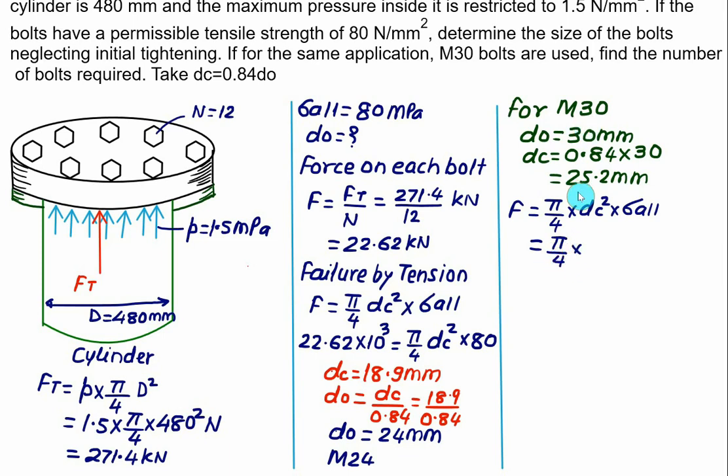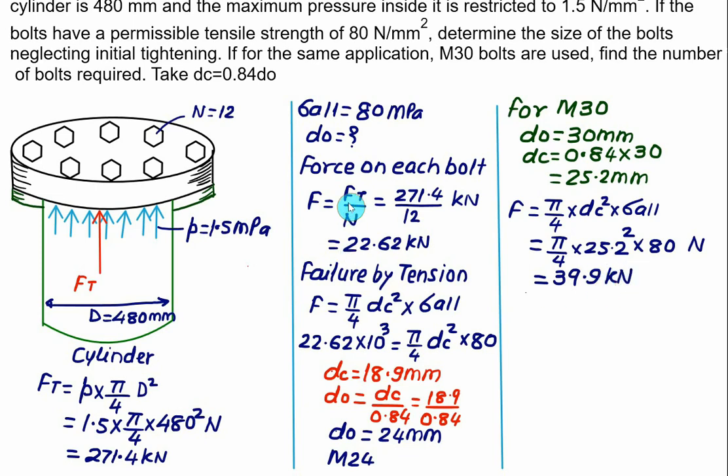So let's calculate here how much force is carried by one bolt, that equals pi by 4. For M30, the core diameter equals 25.2, square of it. Sigma allowable will remain the same, that equals 80. This answer will come in Newton. Dividing by 1000, you will get this answer close to 39.9 kilonewton.